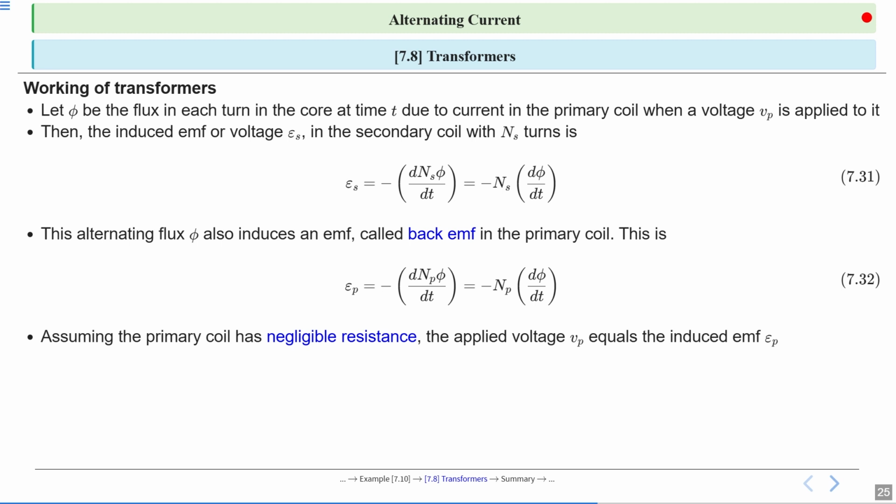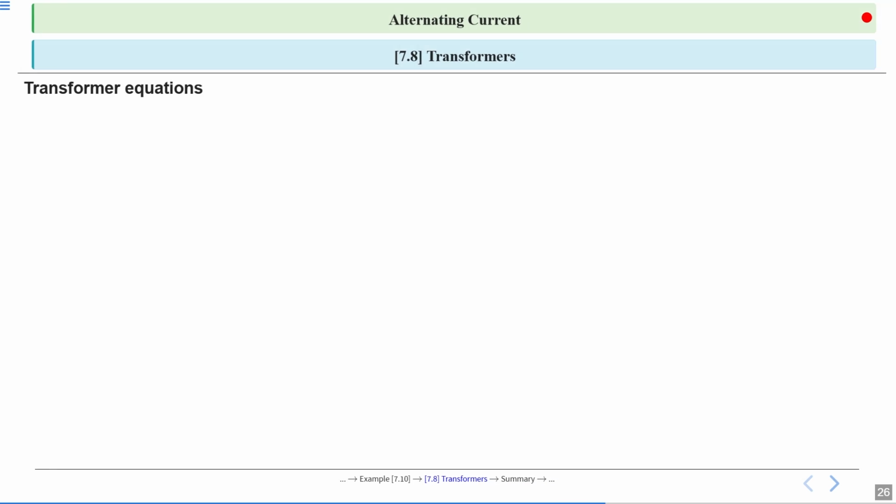So voltage drop across the loop will be negligible, due to which EMF induced will be equal to the voltage. Okay, what is EMF? EMF is the voltage across any component when there is no current drawn from it. Got it? So if we are considering negligible resistance, we can neglect the potential drop across it. So that's why applied voltage Vp is equal to the induced EMF epsilon p. So this is an assumption.